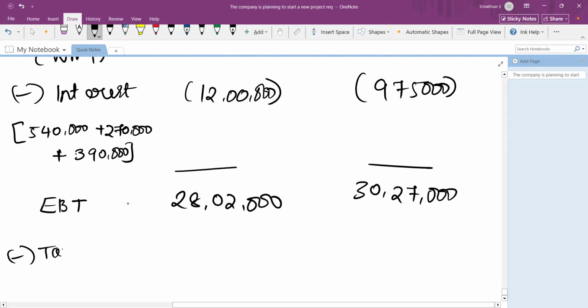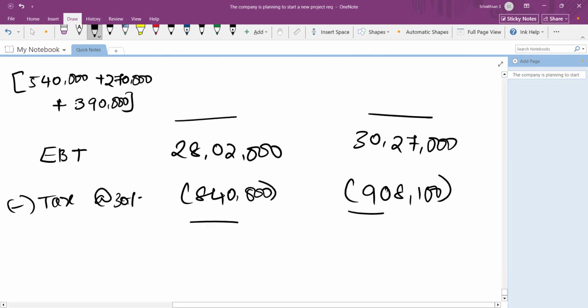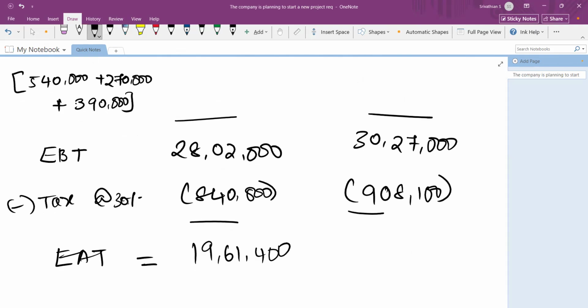From this, let's subtract the tax. The applicable tax rate is 30%, which is given in the question. So when we take 30% of 28 lakh 2,000, we get 8 lakh 40,600. And when we take 30% of 30 lakh 27,000, we get 9 lakh 8,100. So what is the earnings after tax under both the options? Earnings after tax under option 1 is 19 lakh 61,400, and under option 2 it is 21 lakh 18,900.